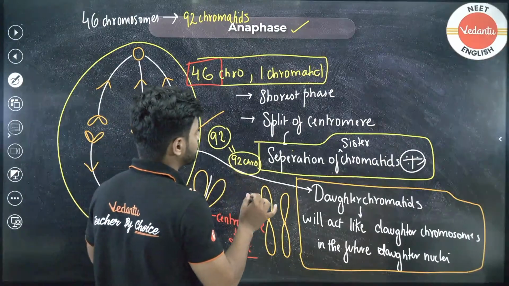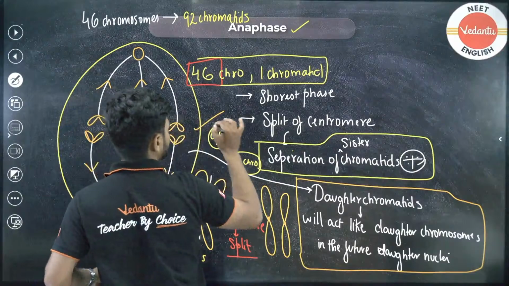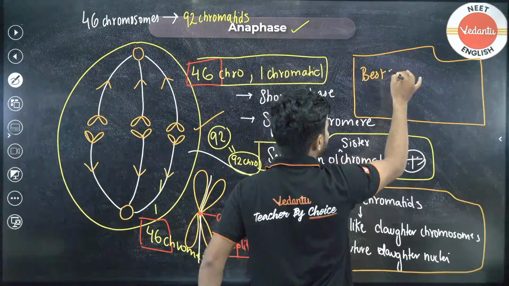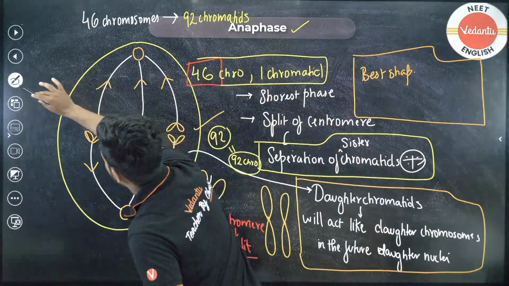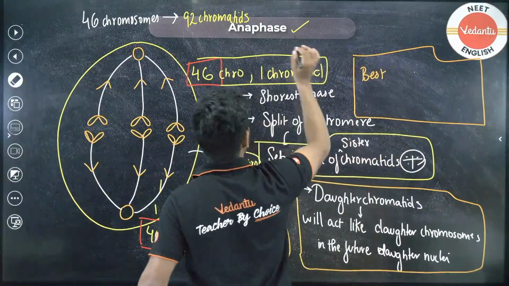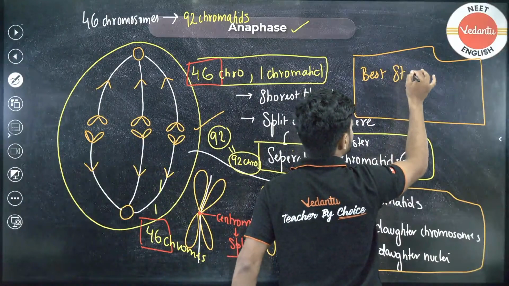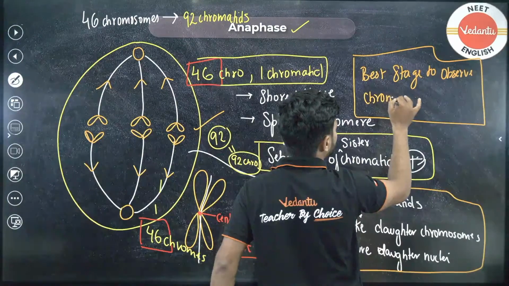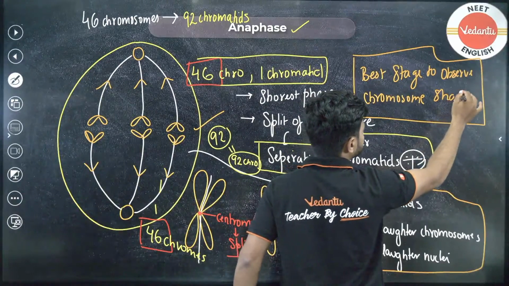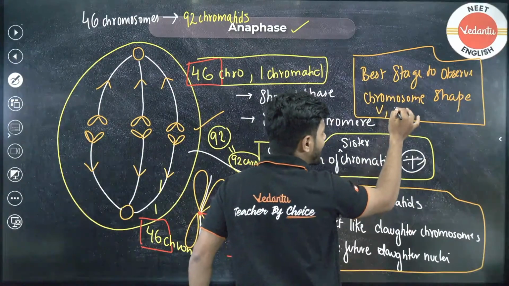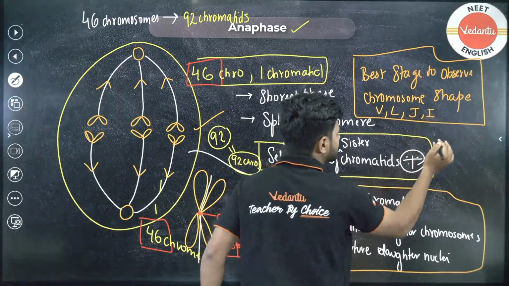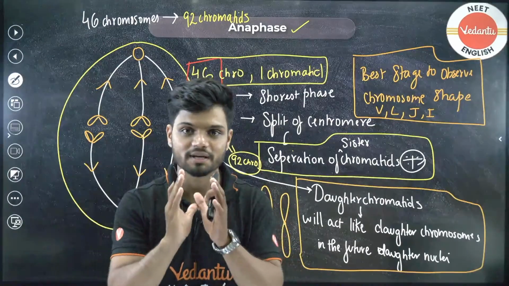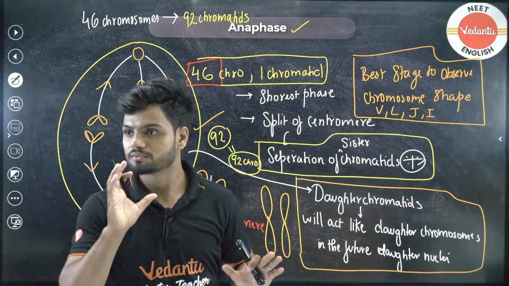Now, let me add one more point to your anaphase. Students, this is also the best stage to observe the chromosome shape. That could be your V shape, L shape, J shape, or I shape. Metacentric, submetacentric, telocentric, acrocentric. All those shapes of chromosome can be studied best at anaphase. Clear?